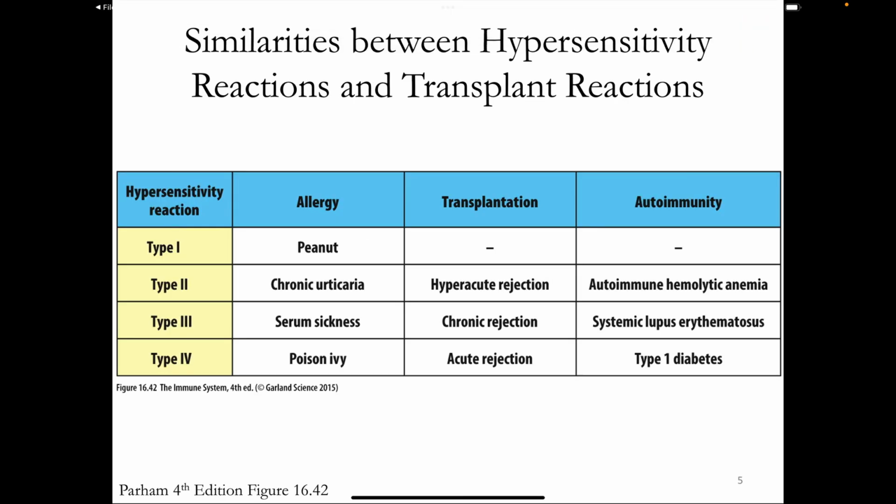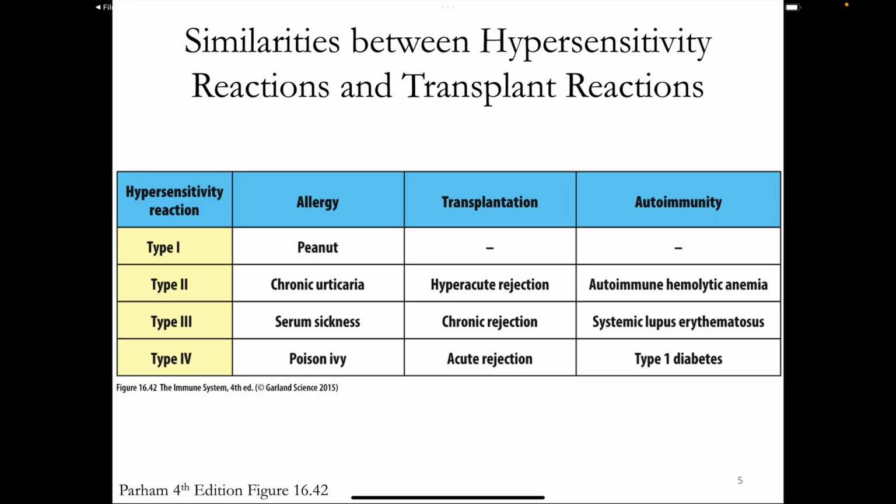We now know that there are really 3 different types of transplant rejection that can happen. So there are 3 different mechanisms that occur with transplant rejection. They are classified based on how quickly after the transplant the rejection happens. And so the quickest one is called hyperacute rejection. Then the next one is called acute rejection, and the slowest one is called chronic rejection.